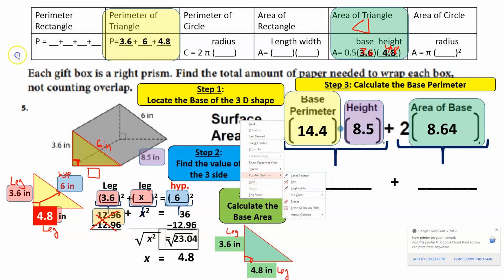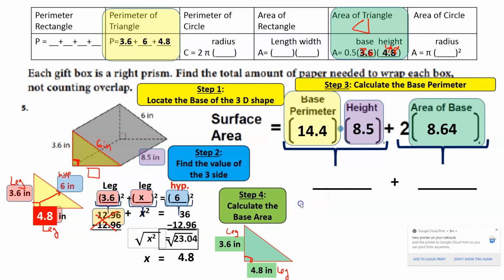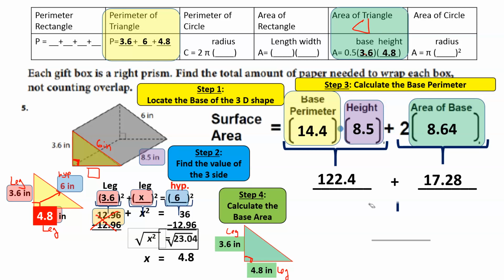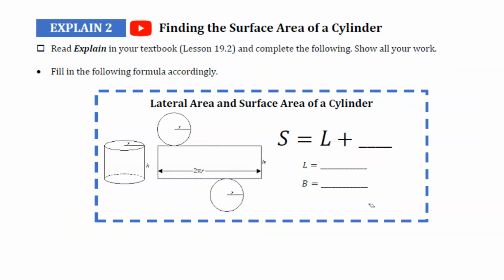And unpause. Hopefully you did that because I want to make sure that you're actually working on this work right along with me. That would be 122.4, 17.28. And if we added that together, did you do that? Did you add it together? It'd be about 139.68.